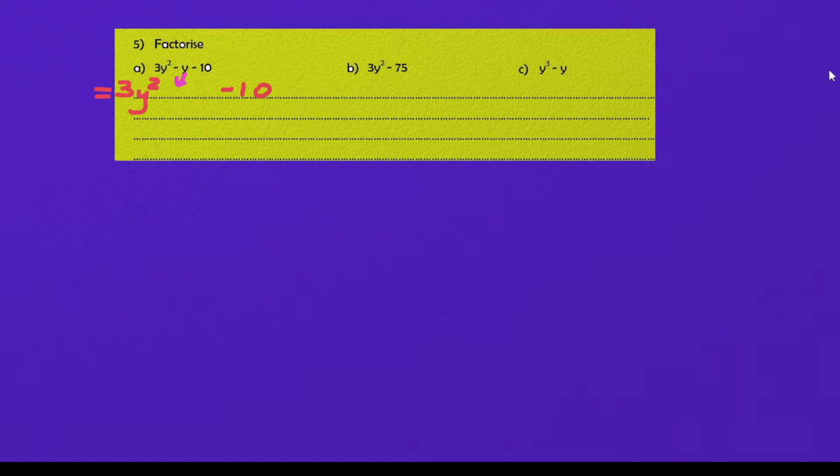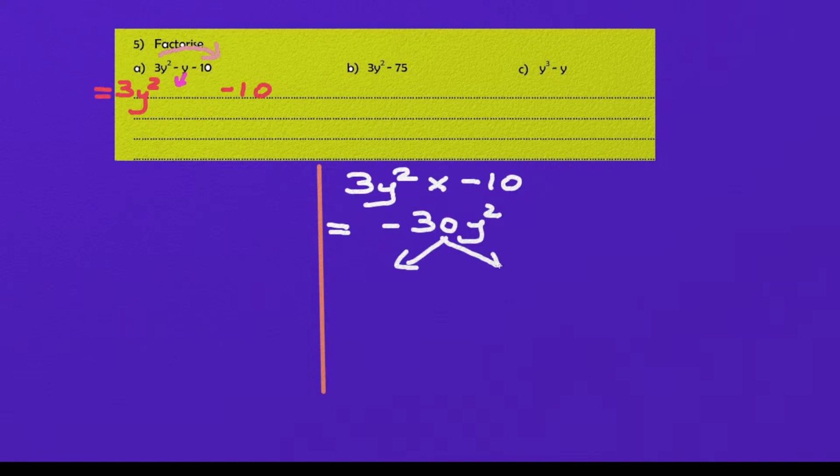For that, we've got to multiply the first term by the last term. That's 3y squared multiplied by minus 10, which gives us minus 30y squared. So now you've got to write the combinations or multiplication pairs that would give you minus 30y squared. Definitely one number has to be plus and one has to be minus, because plus into minus gives you minus. And also don't forget that when you add the two numbers, it should result in minus y, or minus 1y.